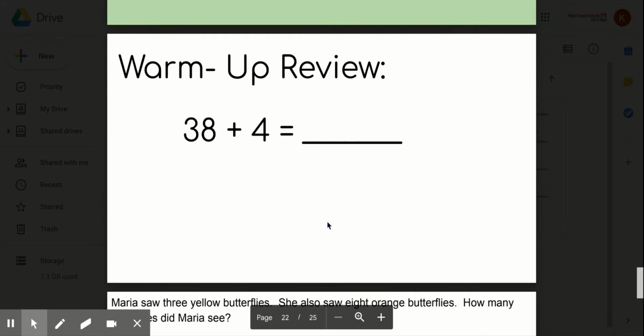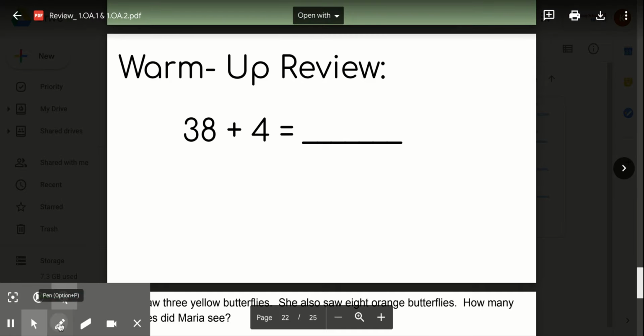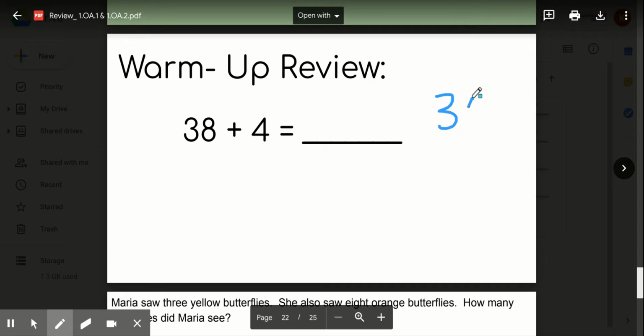First, as always, a warm-up. Now, when I'm solving a 2-digit plus a 1-digit number, I want to line up my tens and ones. So I'm going to stack them on top of each other so that my tens and ones are lined up. Then I want to divide my tens and ones in half. So you always want to add up the ones side first.